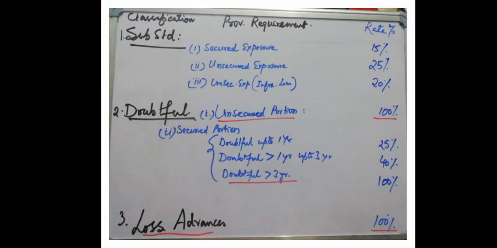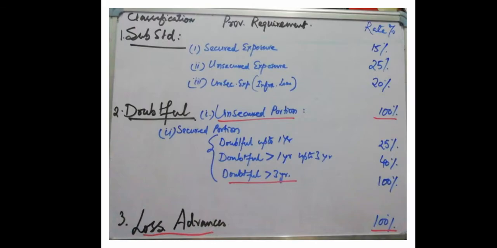Then you go to the second segment, which is doubtful, where again you have 2 segments. In the doubtful category, you have a secured portion and an unsecured portion. Unsecured portion means here you don't have any chance of recovery, so there you will be making 100% provision. It is underlined and given 100% weight. Whereas if it is a secured loan, then you need to understand the timeline since when this asset has gone into doubtful. Is it less than 1 year?